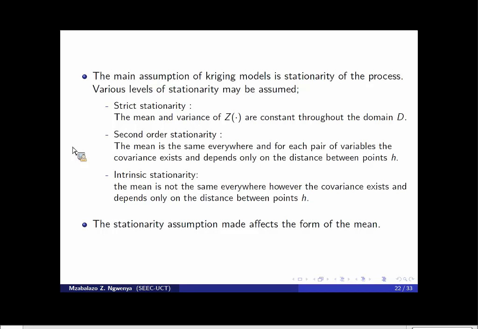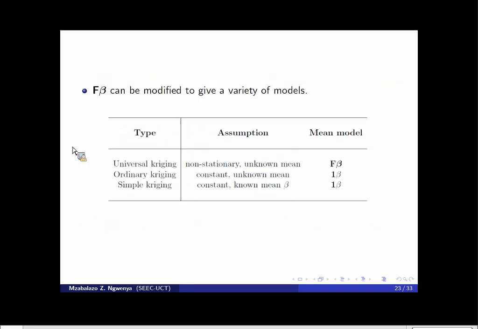So the most important implication of the stationary assumption is that it allows us to define the covariance and hence the semi-variance. Then the stationary assumption also affects the form of the mean. Obviously, if we're saying that the mean is the same everywhere, it should be different from where we're saying the mean changes with location.